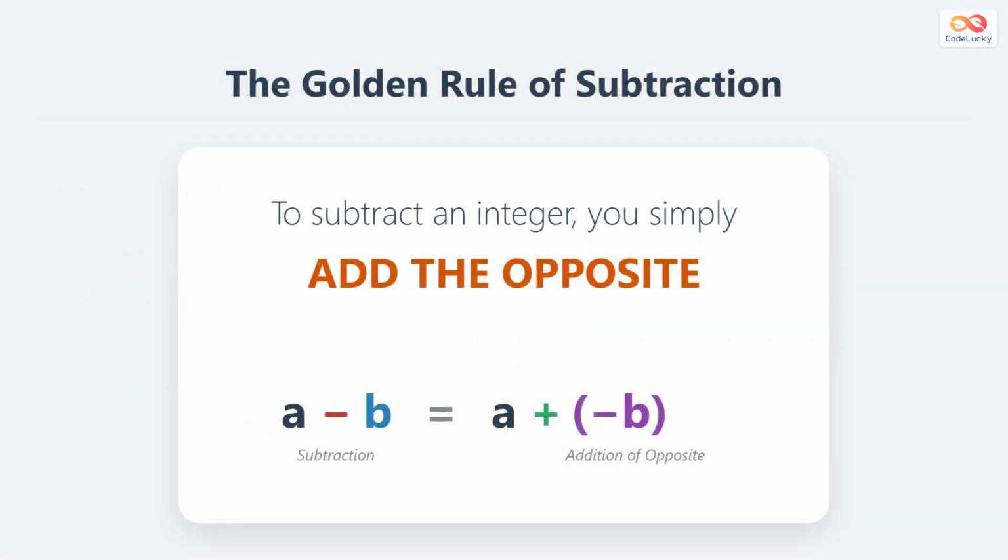Here is the golden rule you need to remember. To subtract an integer, you simply add the opposite. In mathematical terms, a minus b is exactly the same as a plus negative b. This turns every subtraction problem into an addition problem.